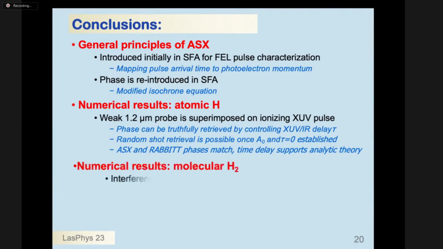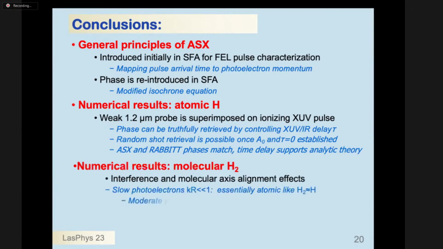When we do the similar simulation in molecular hydrogen, we identify strong interference and molecular axis alignment effects. A slow photoelectron behaves in the slow photoelectron regime. Hydrogen molecule behaves essentially as an atom, but if we increase the energy, we start probing interference effects.